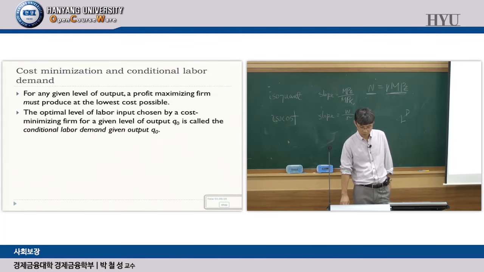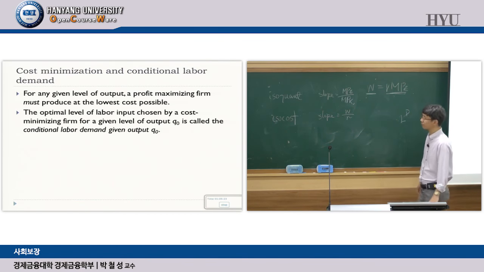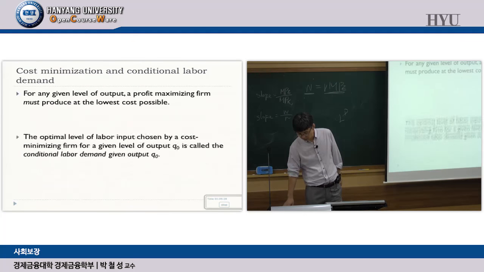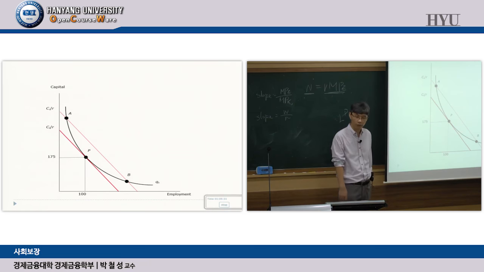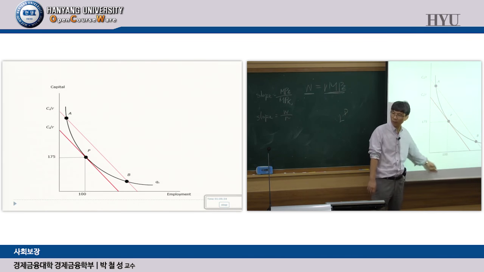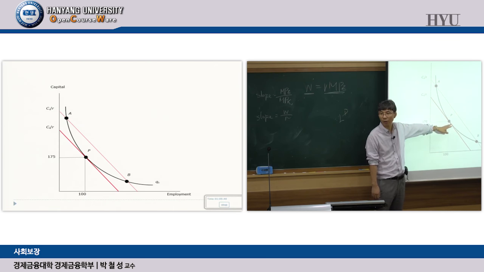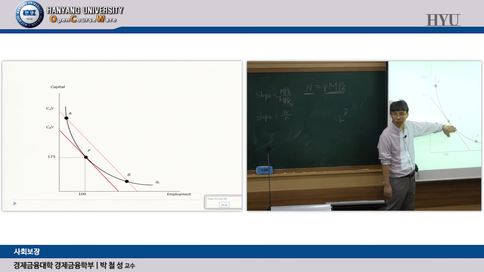Using that rule, we can figure out how much labor input this firm is going to use. In this case, 100 units. So this firm will hire 100 units to produce Q0. Obviously, this number of units is going to change if the output changes. Let's say the order changes from 10,000 to 12,000. Then obviously you have to produce at a higher isoquant curve, you move it up, right? Then you probably hire more labor input.